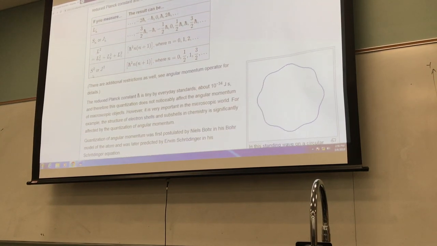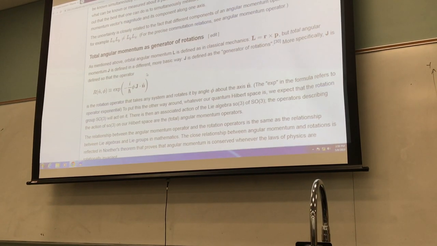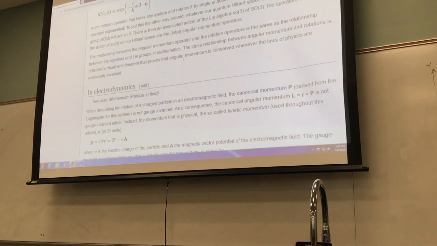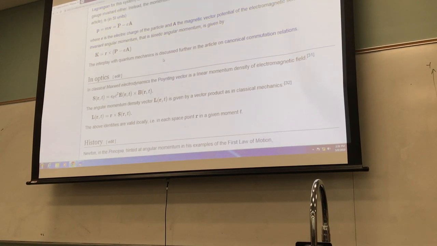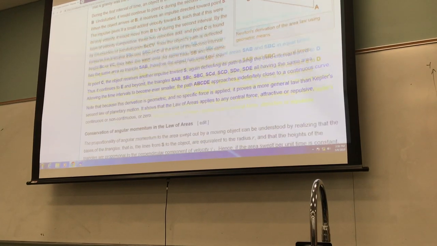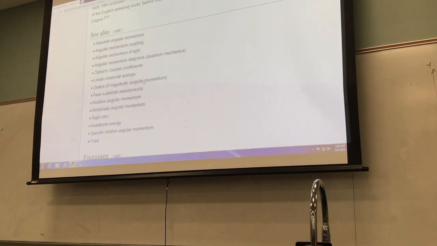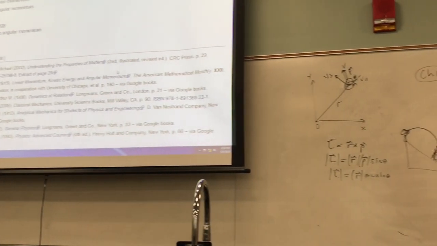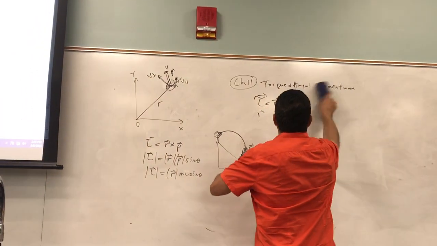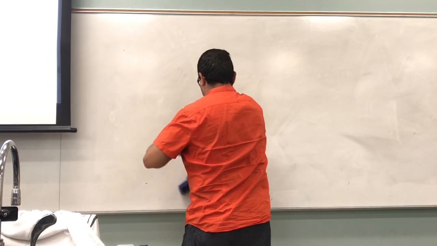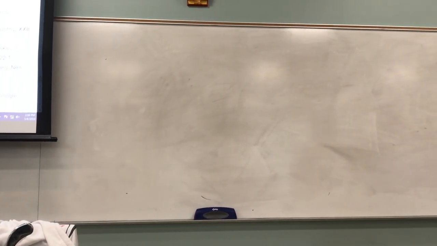So then you have L sub n, spin, uncertainty, total angular momentum. Electrodynamics, electrodynamics in optics, history. We're kind of just flying through it. Okay, so all of that was just angular momentum and torque. Okay, so now let's do a problem that would entail us to do some torque.